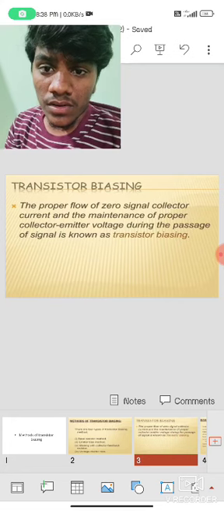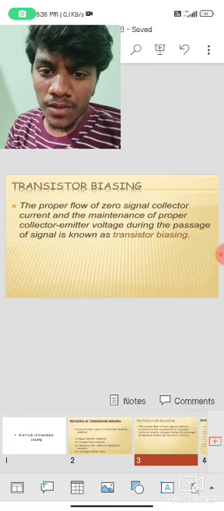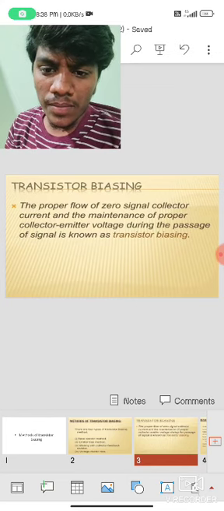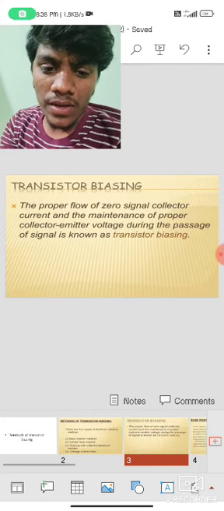Transistor biasing: the proper flow of zero signal collector current and the maintenance of proper collector emitter voltage during the passage of signal is known as transistor biasing.